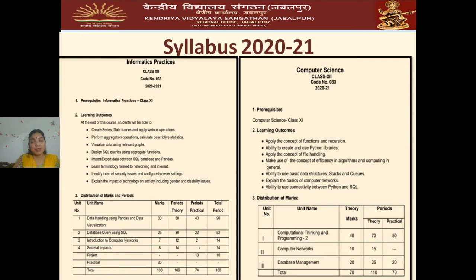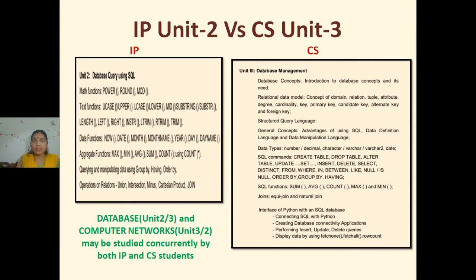important things. And so here you see unit 2 of IP. It talks about database query using SQL, while unit 3 in the computer science portion talks about database management. Now because these two units of IP and CS are quite similar and very important in terms of knowledge, I have decided to start the first class of IP and also of CS with a common syllabus part. Now let's see, this is the roadmap.